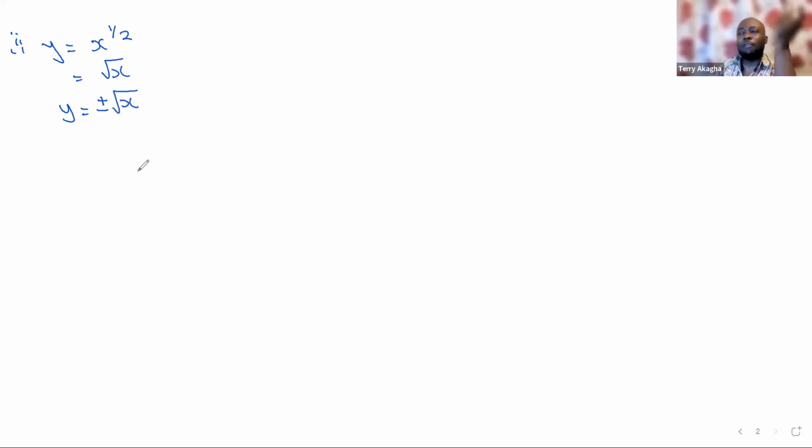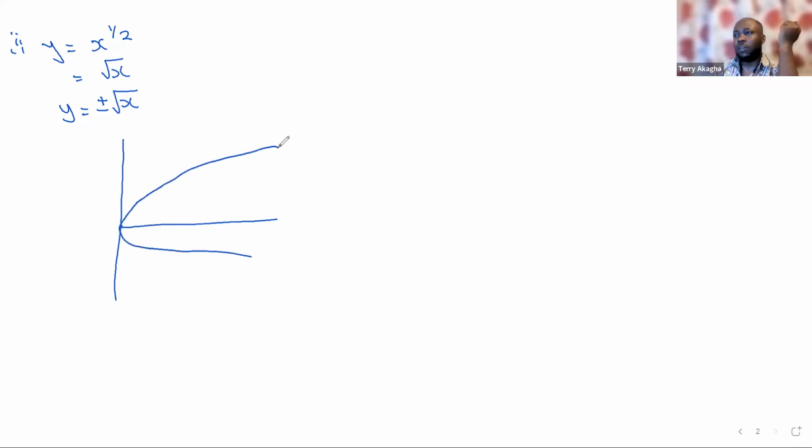And when you draw a graph for x, it's going to look like this. You have something like this. Then for square root of x, the graph looks like this. Okay, part of my sketch. All right. So this is a graph that y is equal to plus or minus square root of x.